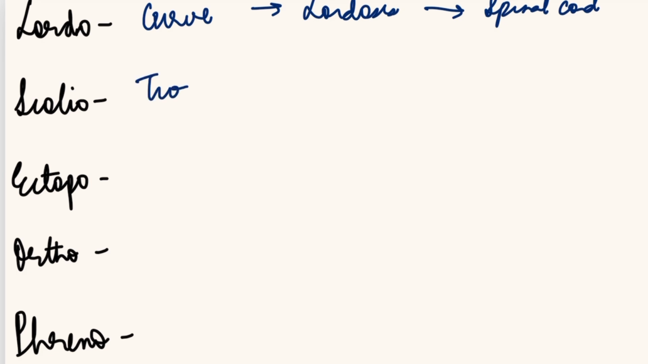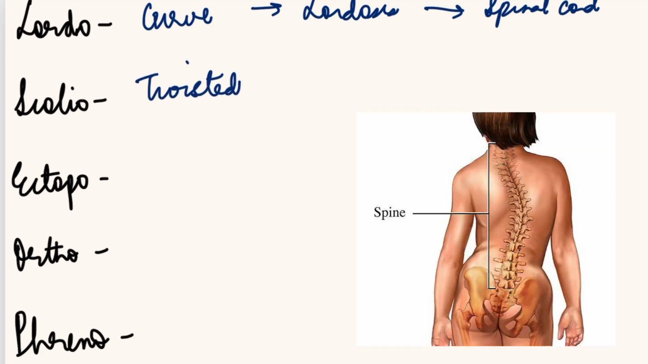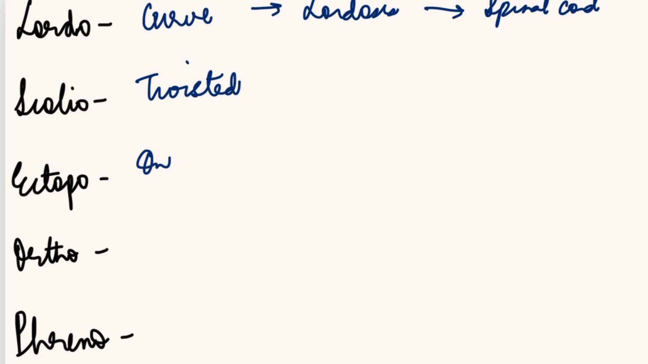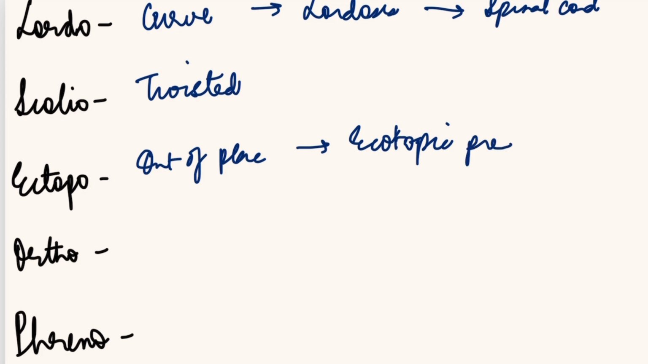Scolio means twisted. Again, it is used with reference to spinal cord. Scoliosis, that is an abnormal lateral curve. Ectopo means out of the place. For example, ectopic pregnancy. It means that the fertilized egg is not implanted in the uterus, but anywhere apart from the uterus. So that becomes an ectopic pregnancy. Then it does have its own set of complications as well.